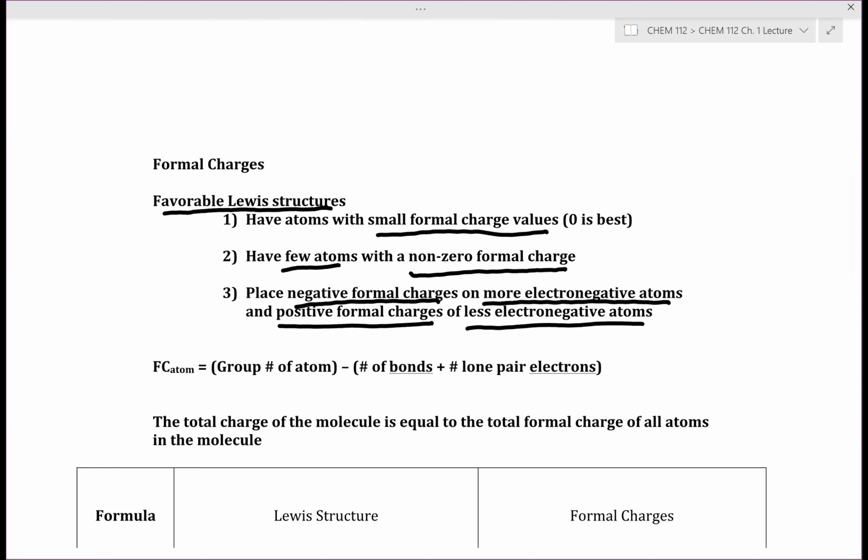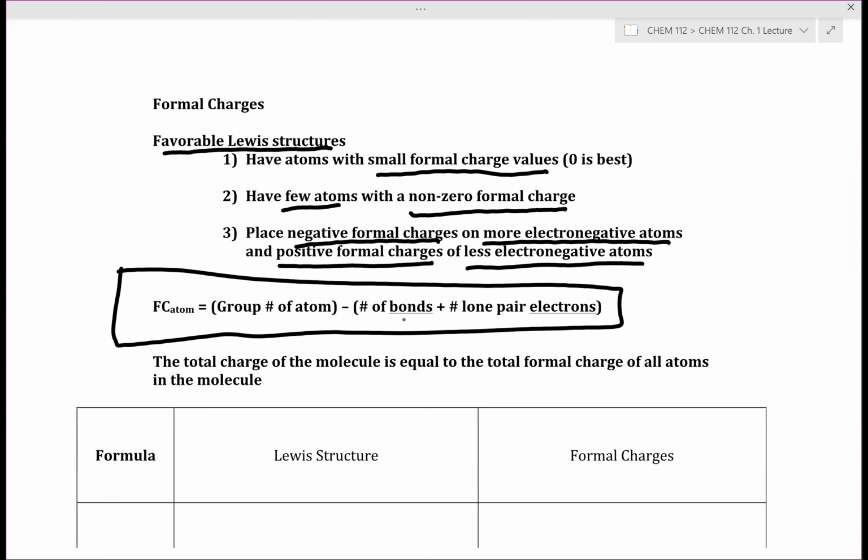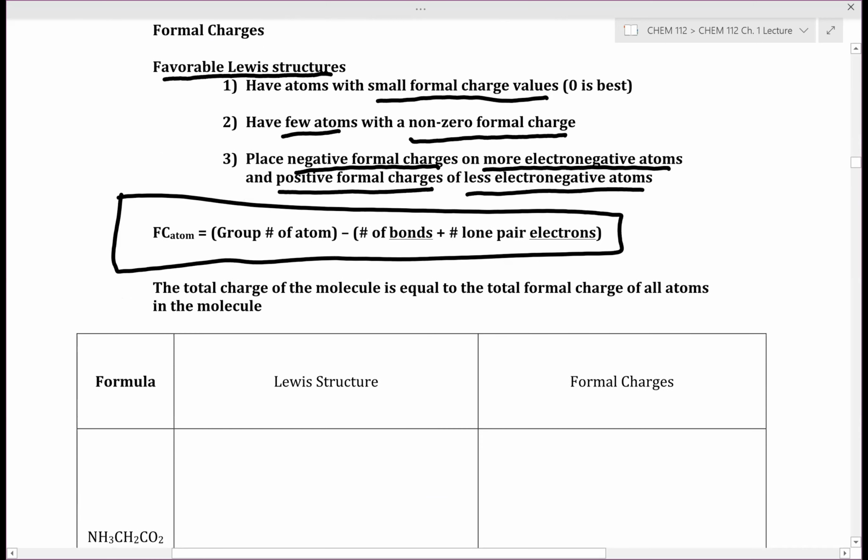Now, the formula for formal charge is the group number of an atom minus the number of bonds combined with the number of lone pair electrons. Does everyone notice the distinction in language? You're counting bonds for this part and lone pair electrons, the dots, for the second part. Now, as a general rule of thumb, the total charge of a molecule is equal to the total formal charge of all atoms. So if you add up all of your individual formal charges, you should get the total charge of your molecule.